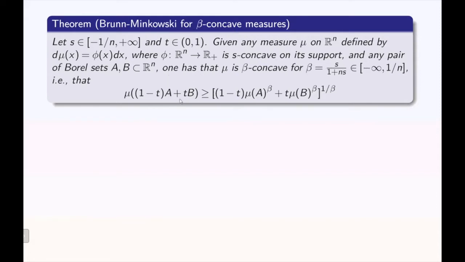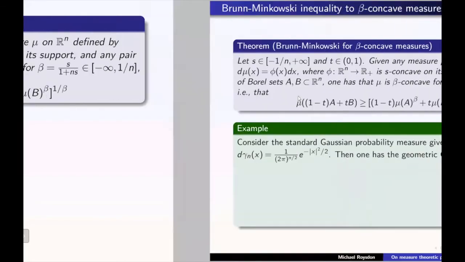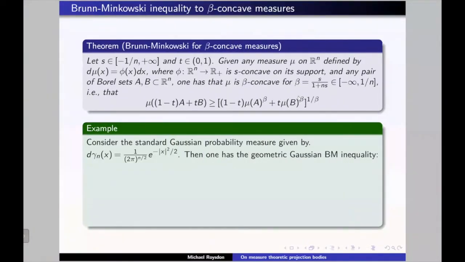And convex bodies are certainly Borel measurable sets. They're compact. So we say a measure is beta concave on the class of convex bodies if mu of the Minkowski convex combination of them always exceeds the beta combination of the measures of each of the sets. And as a very important example, away from the volume, one can consider the standard Gaussian probability density, which is the measure whose density is given by 1 over (2 pi) to the n over 2, e to the minus the Euclidean norm squared divided by 2.